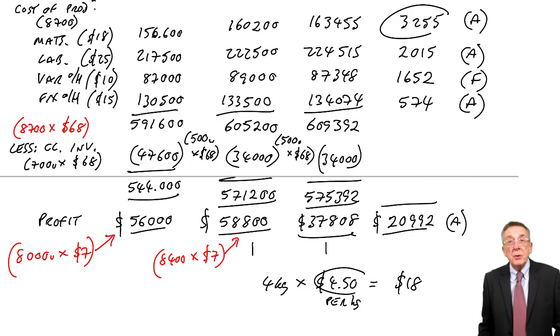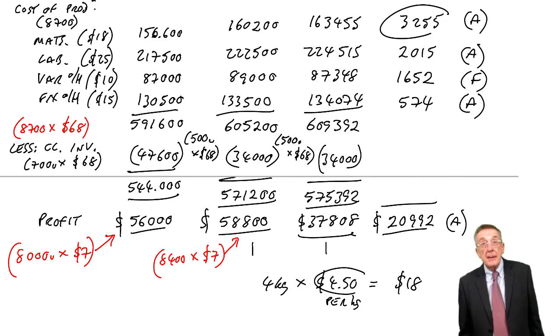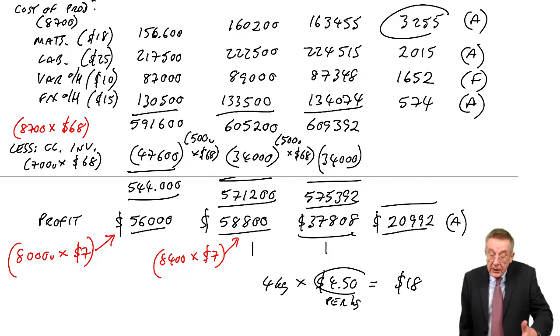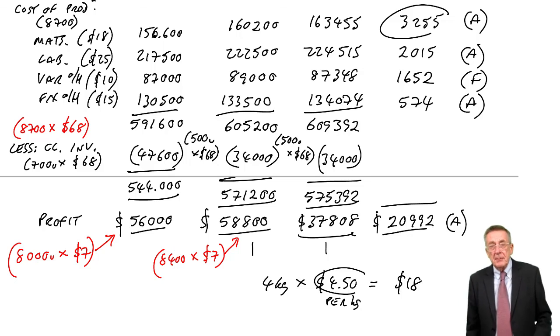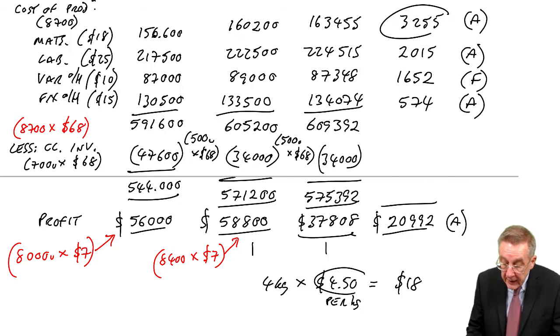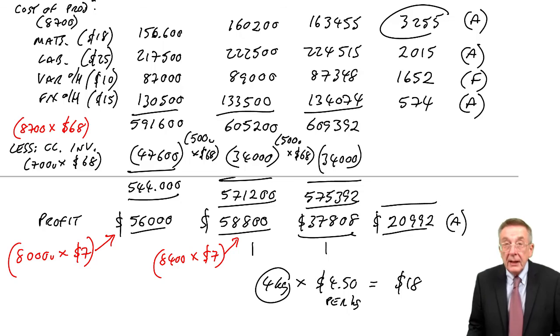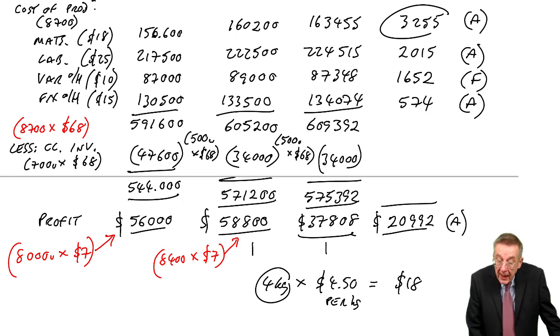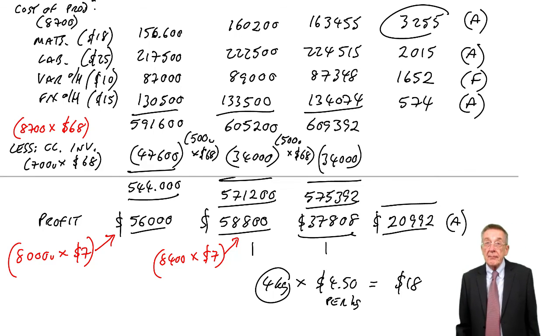Maybe it was because we paid too much per kilo. Maybe we paid $4.60 a kilo or something. And that's going to be the responsibility of the purchasing manager. Or it could have been, we did pay $4.50 a kilo, but we used too many kilos. And that's maybe the fault of the production manager. Or it could be a combination of the two.